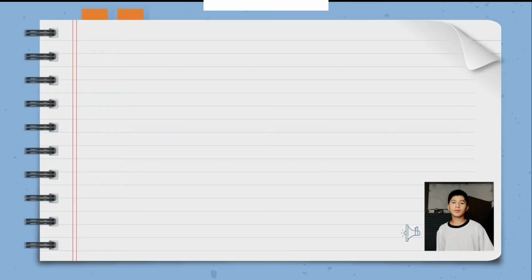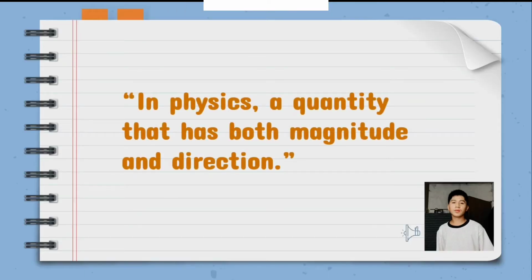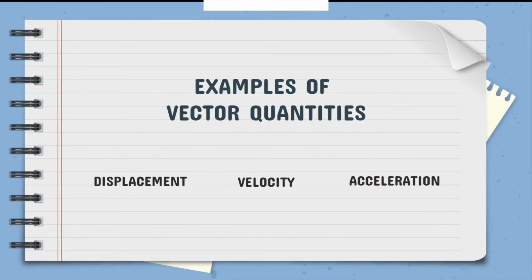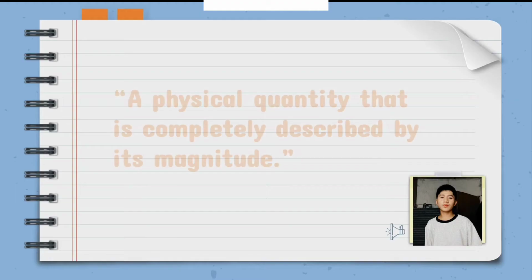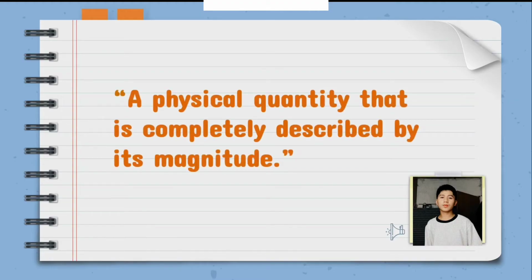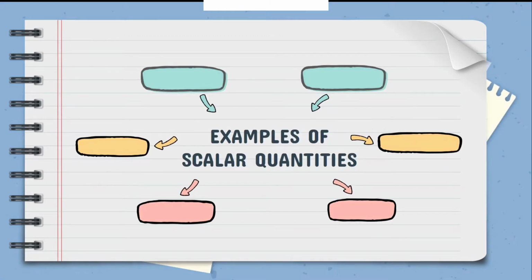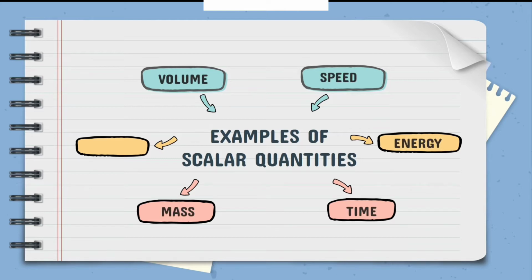What is vector? In physics, a quantity that has both magnitude and direction. Examples of vector quantities: displacement, velocity, and acceleration. What is scalar? A physical quantity that is completely described by its magnitude. Examples of scalar quantities: volume, speed, energy, time, mass, and density.